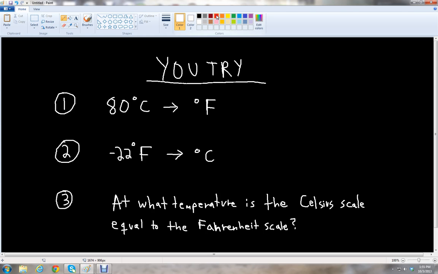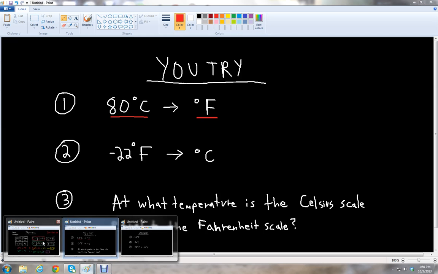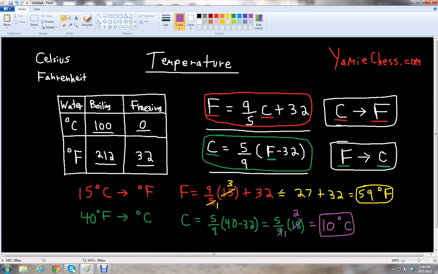Okay, let's go over the answers. Let's see what we get. In this one, we want to convert from 80 degrees Celsius to degrees Fahrenheit. So if we refer back to our equation, we already have the degrees Celsius, and we want to go to degrees Fahrenheit. So we're going to be using this equation, right? This would be F equals 9/5 C plus 32.